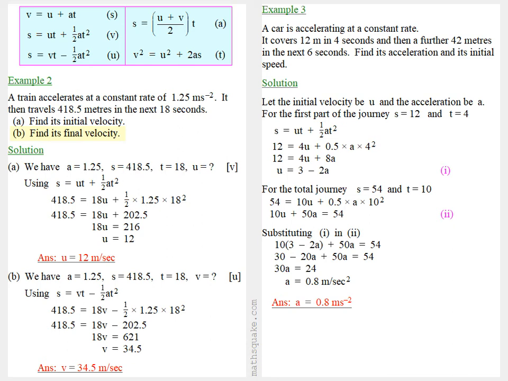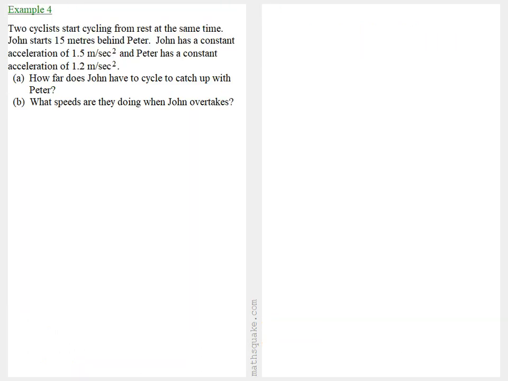Now going back to equation 1, we've got u equals 3 minus 2a, so u is 3 minus 1.6, or 1.4. And so the initial speed is 1.4 meters per second. Let's look at one more example, example 4.